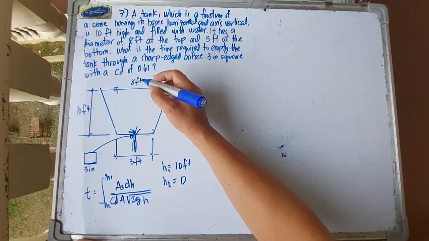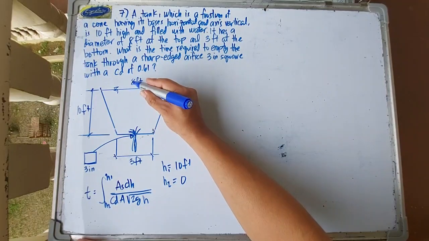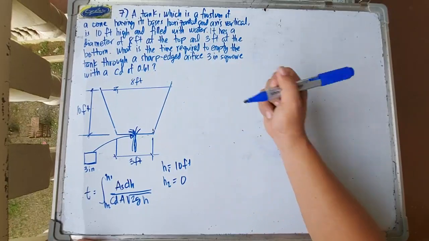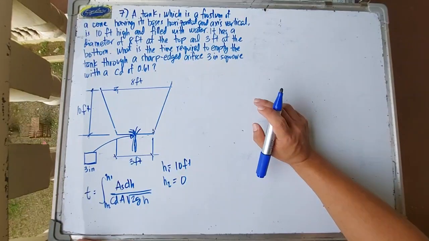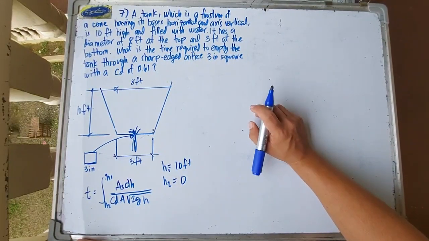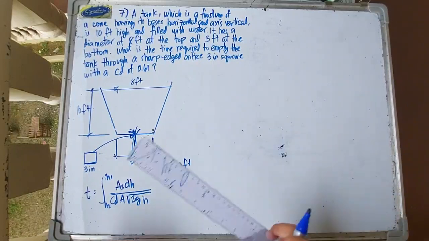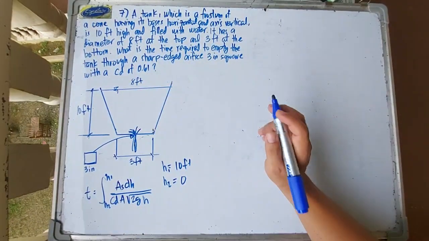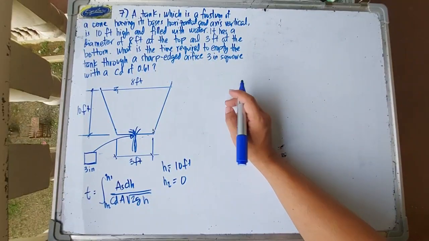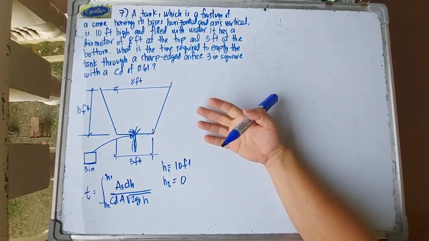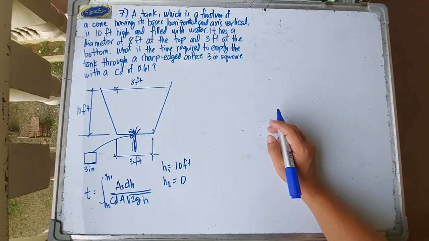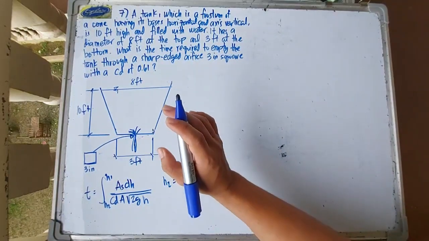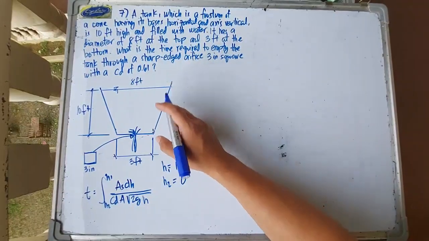Our cross-sectional area As would be varying relative to the height of the water inside the tank, so we should express As in terms of h. For this we need our mathematical skills. How do we express the cross-sectional area in terms of h? There's no definite procedure here, it depends on the figure.